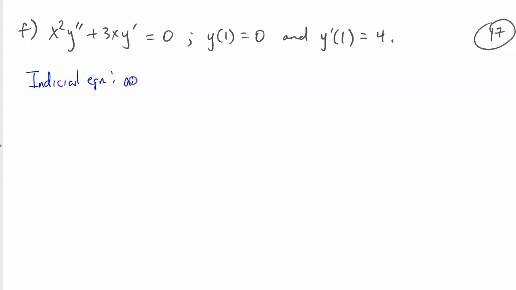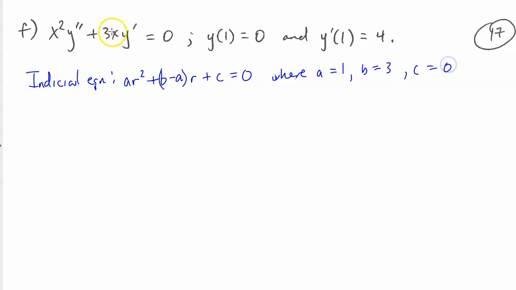is just going to be A r squared plus (B minus A) times r plus C equals 0. And this is where our A is going to be 1, B is going to be 3, and C is going to be 0 here because we don't have a term that just has y in it. So we assume that it's going to be plus 0y.